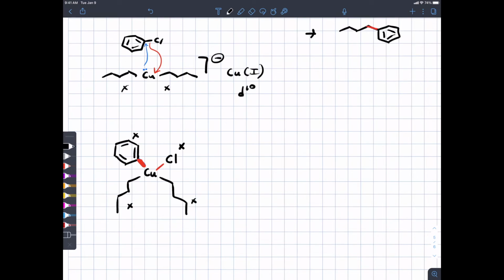Now, the overall charge on the complex, we added a neutral molecule to this complex, so the overall charge has to be the same. It's still -1, but now we have 4 X-type ligands on copper, and if we want to end up with only -1, copper has to be at what oxidation state?